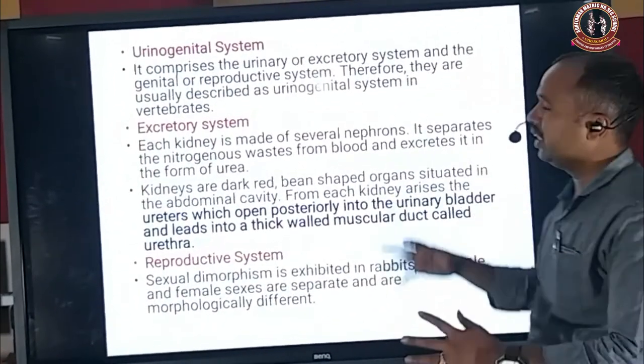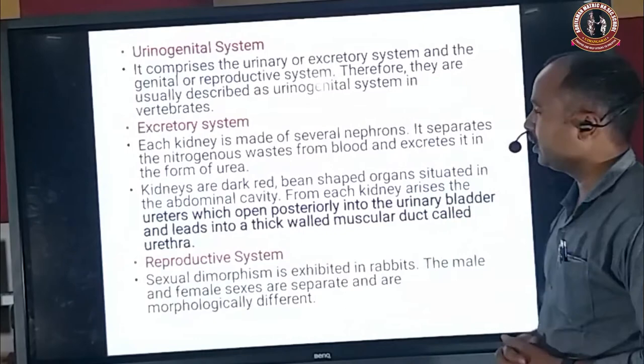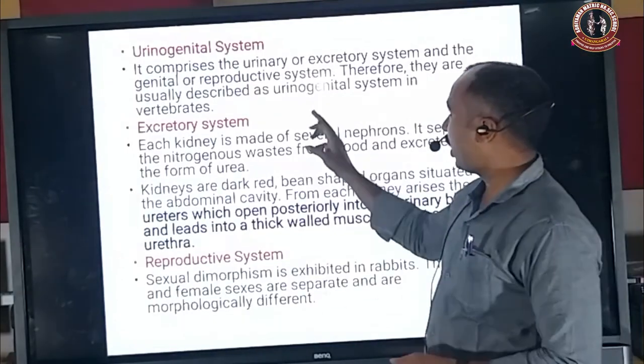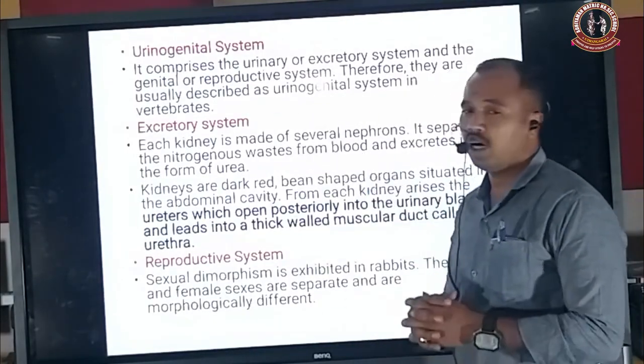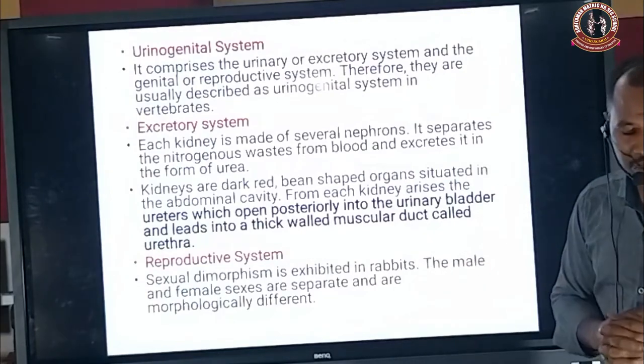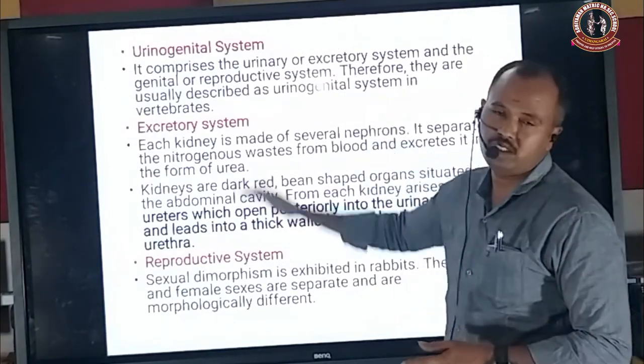And then the urinogenital system. What is meant by urinogenital system? When the reproductive system and the excretory system are located or present combined, they are called the urinogenital system.